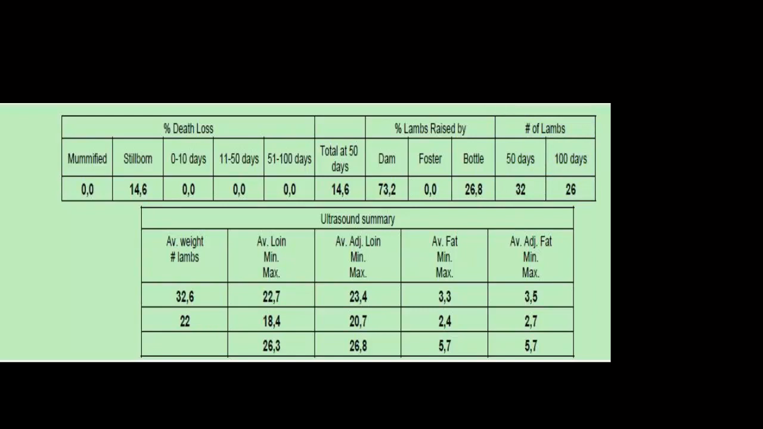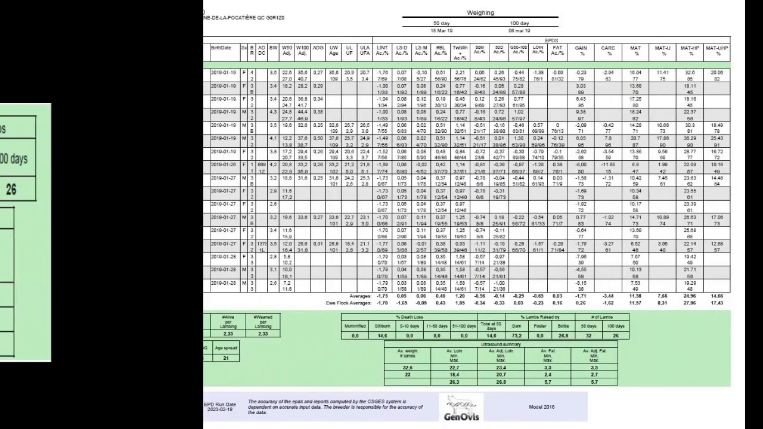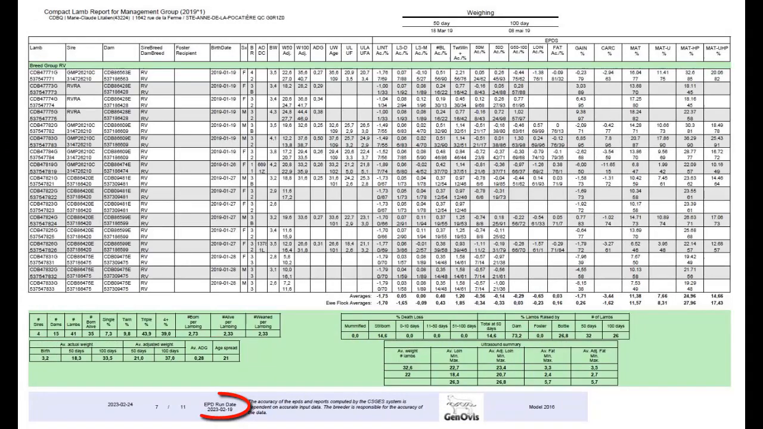If the lambs have been scanned for loin and fat, a third grid will be displayed. Find the average weights at scanning, the number of lambs scanned, the average, the min and max of loin real then adjusted, the average, min and max for fat real then adjusted. The EPDs calculation date is indicated at the bottom of all the pages of the report. The Compact Lamb Report is an efficient tool to select your replacement.